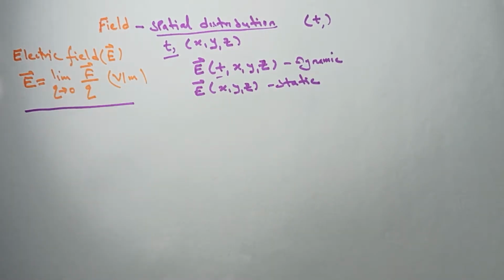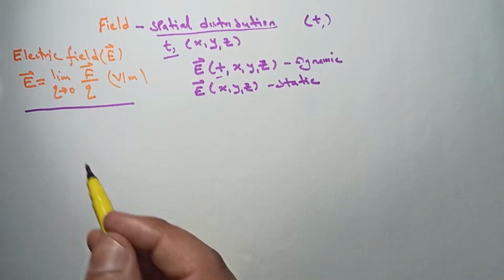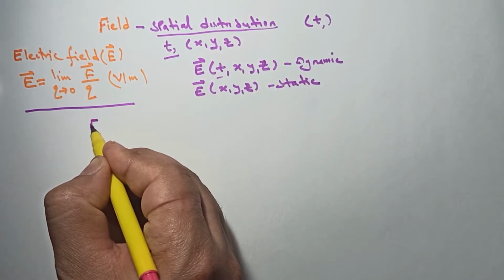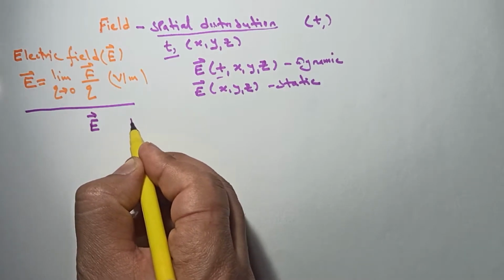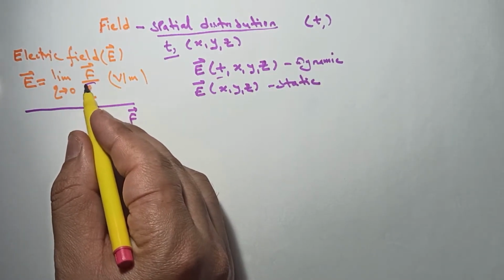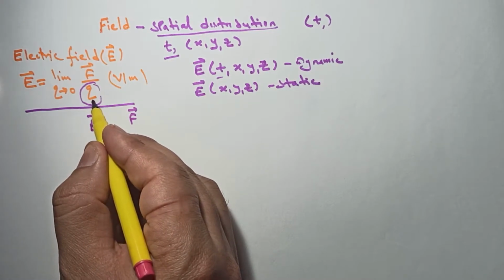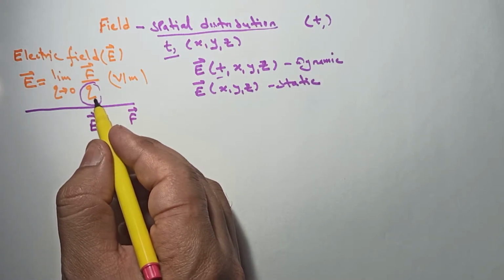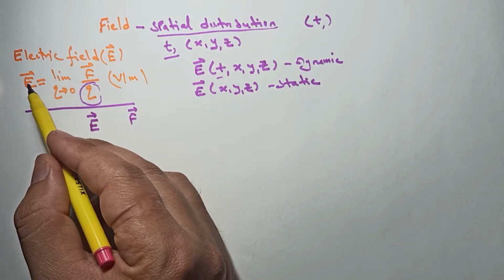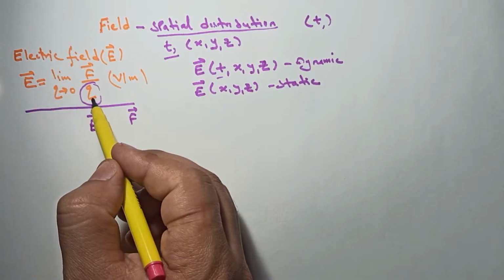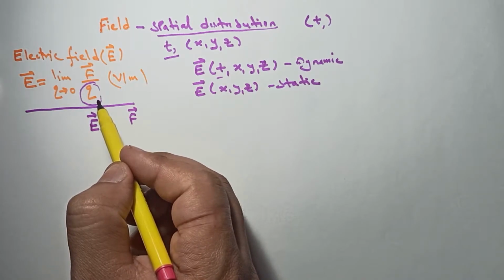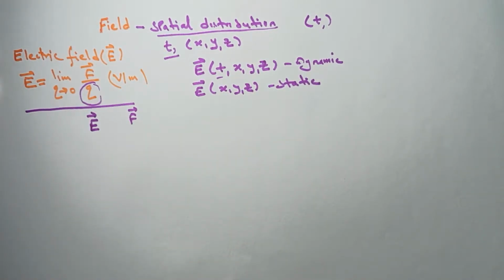Electric field intensity is defined as the force per unit charge that a very small stationary test charge experiences when it is placed in a region where an electric field exists. How much force this charge will experience, that will be the electric field.